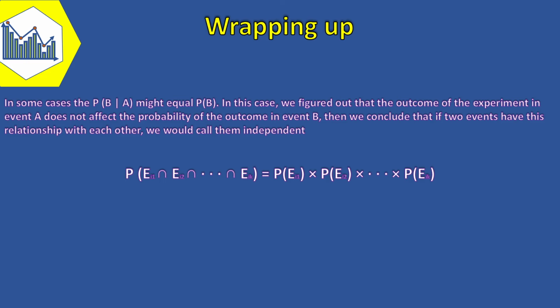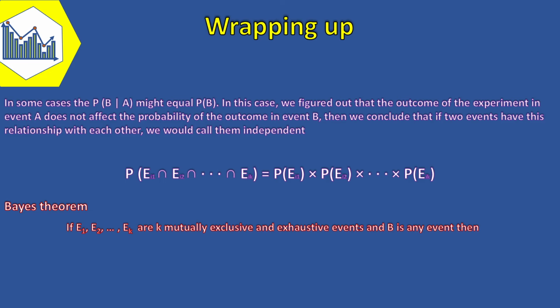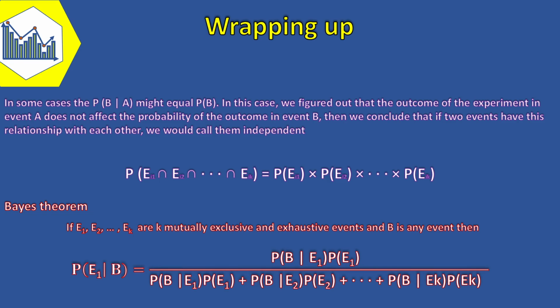Then we became familiar with the Bayes theorem that says if E1, E2, E3 up to Ek are k mutually exclusive and exhaustive events and B is any event, then the probability of E1 given B equals the probability of B given E1 times the probability of E1 over the probability of B given E1 times the probability of E1 up to the probability of B given Ek times the probability of Ek.